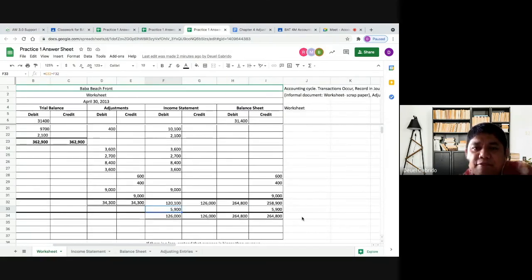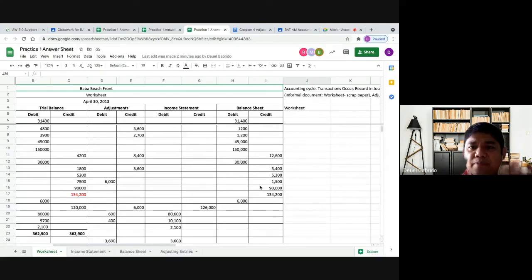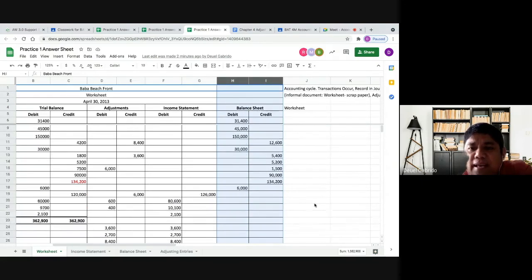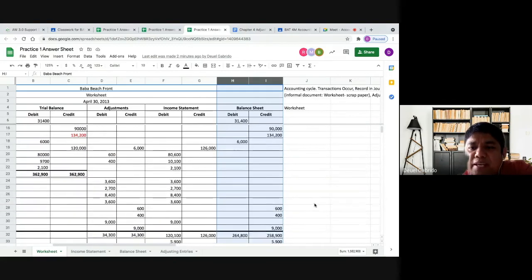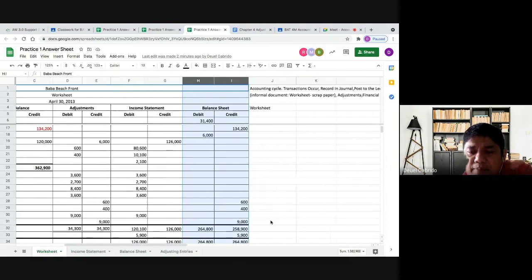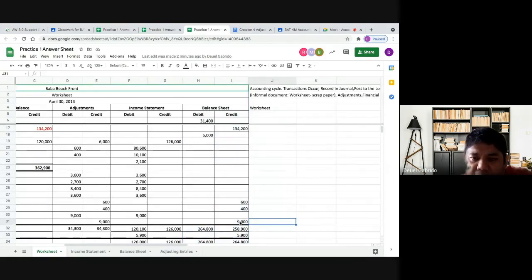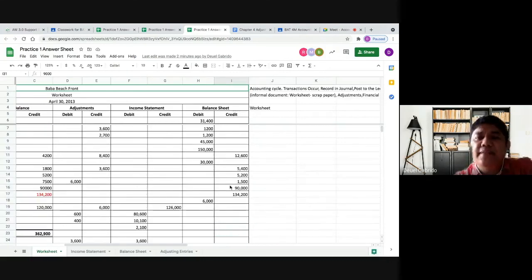Now, if I ask you to create the balance sheet, you will look at columns H and I. Those are the numbers that we are using in your balance sheet, up to, shall we say, 9,000. All right, so let's see how I made the balance sheet.